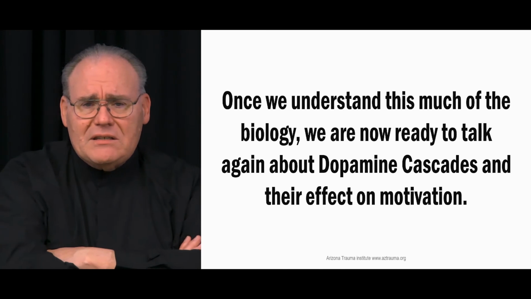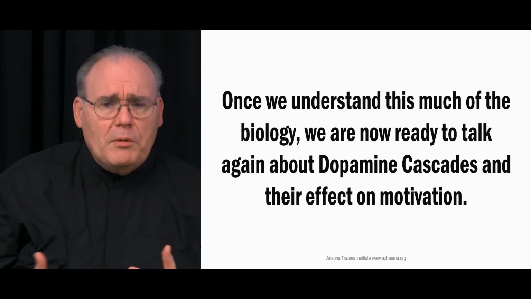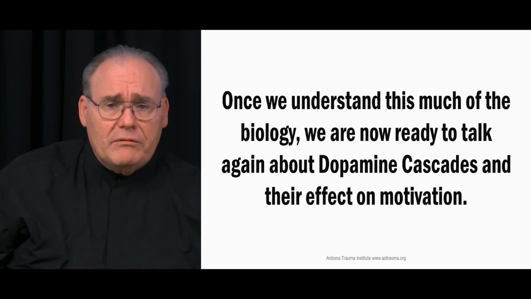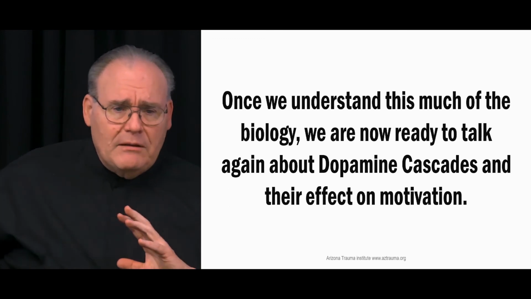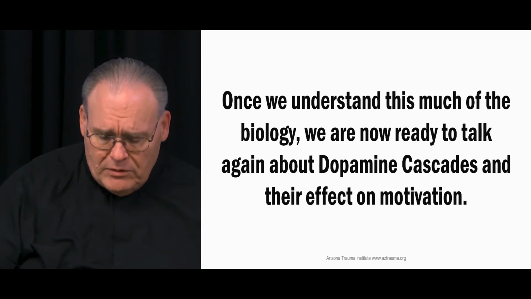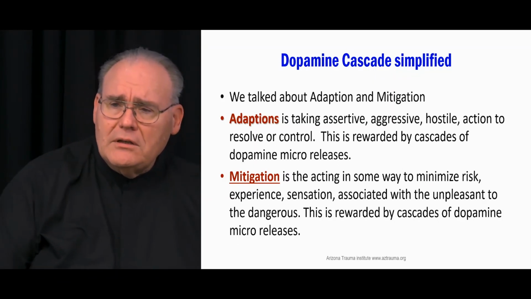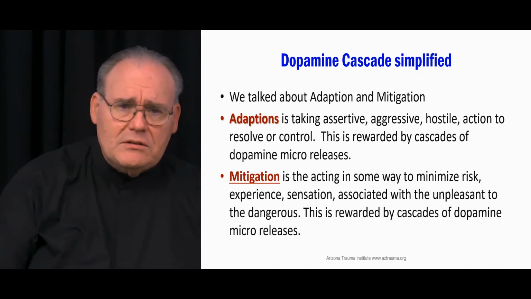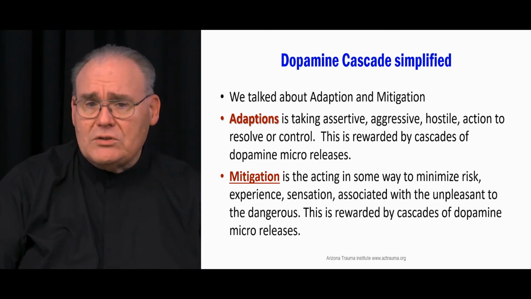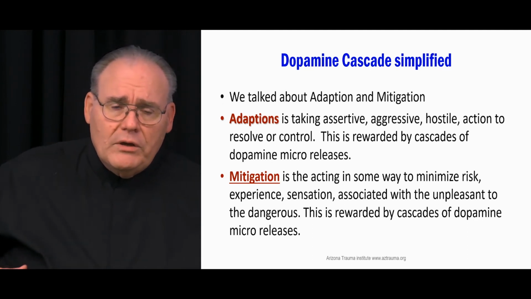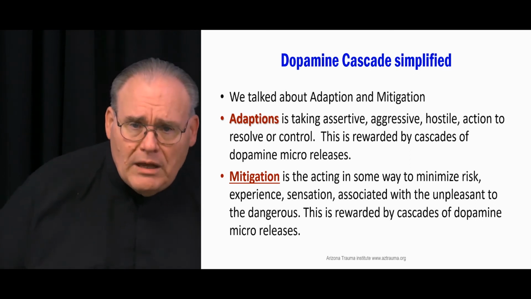Once we understand this much of the biology, we are now ready to talk about the dopamine cascades and their effect on our motivation. So we talked about earlier the difference between adapting behaviors and mitigating behaviors. And I'm going to just do a quick review of these. We talked about this earlier in our presentation. Adaption is taking assertive, aggressive, hostile action to resolve or control. And when we do that, it's rewarded with dopamine cascades, what we call micro-releases or micro-cascades.